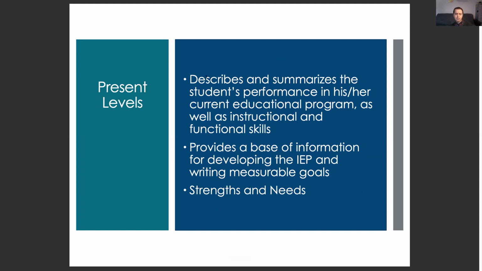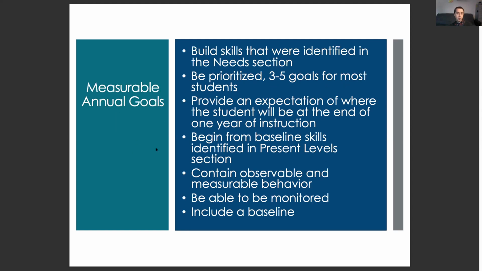So when we talk about our present levels, the biggest thing here is that we want to make sure that we paint a picture that summarizes and describes the student's current academic performance, functional performance, transition skills as well. These present levels are going to do two things. They're going to identify needs and they're going to identify strengths. Those needs are then going to be turned into measurable annual goals. These are the skills that were identified in the needs section. We prioritize these, usually 3 to 5 goals for most students, and we again want to forecast where we think that student would be in 1 year's time.